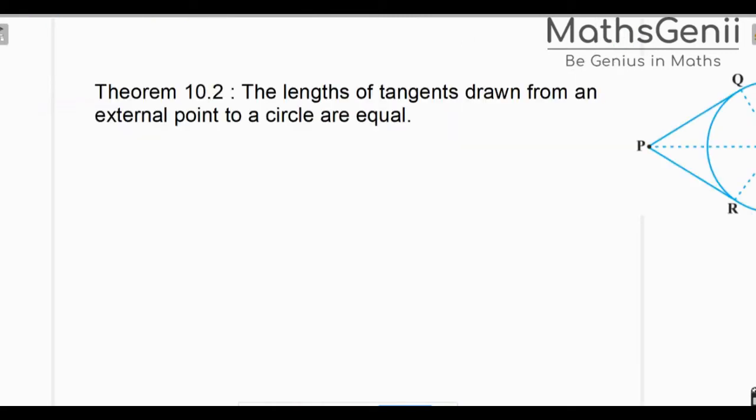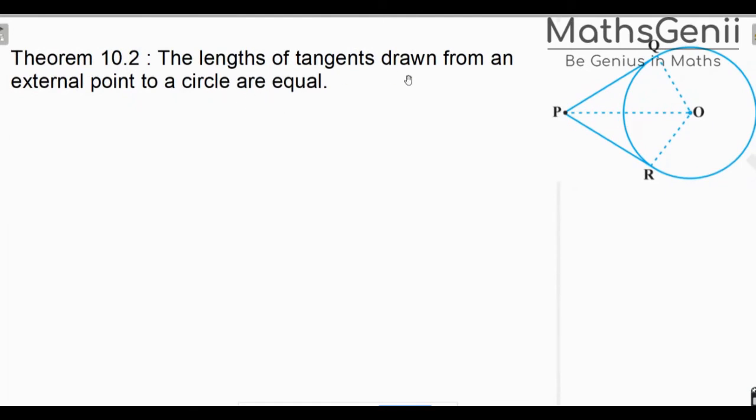Okay, a theorem again. Your 10.2 theorem. Pretty simple. What is he asking me to prove? Lengths of the tangents drawn from an external point are equal. What is external? P is external point. Does it lie inside the circle? No. So P is an external point. Lengths of tangent drawn from external point.